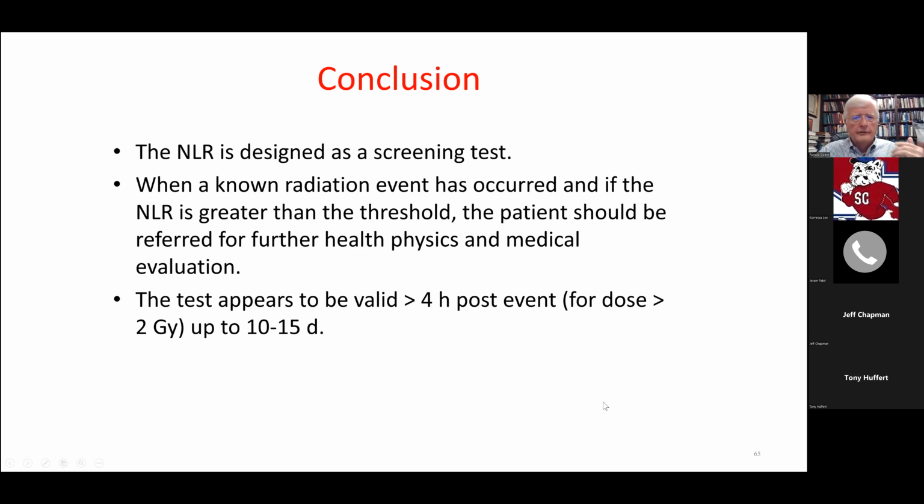In conclusion, this is only a screening test. If we know the radiation event has occurred, this could be gamma also. If we know it's occurred and this neutrophil lymphocyte ratio is greater than our threshold, then we should be cautious and refer the patient for more sophisticated analysis. The test appears to be valid after about 4 hours. It takes a little bit of time for these cells to do their thing, but the test appears to stay positive for 10 to 15 days. So that's our bottom line here.